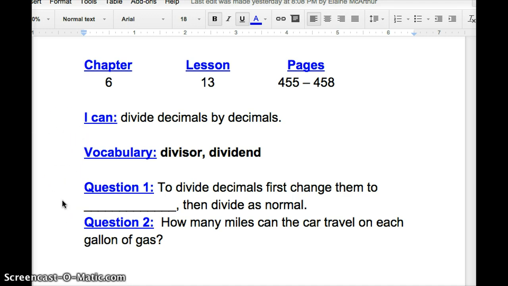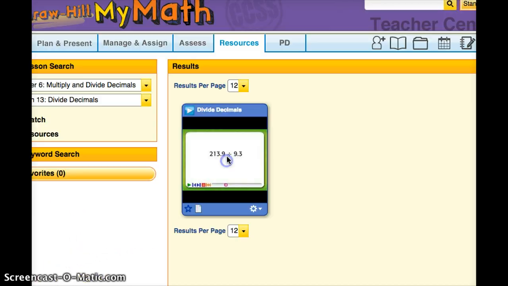Question 1. To divide decimals, first change them to blank, then divide as normal. Question 2. How many miles can the car travel on each gallon of gas? So that question is referring to the clip we're about to watch.